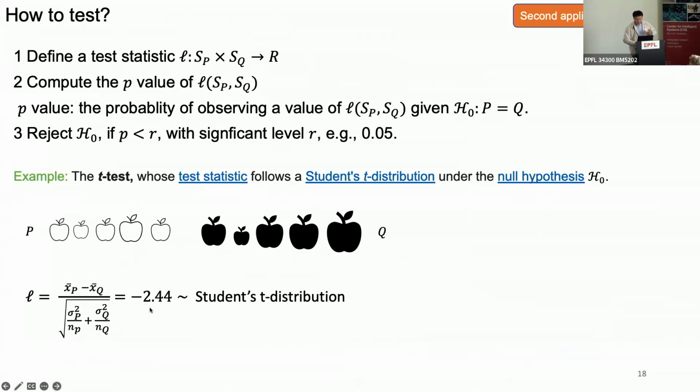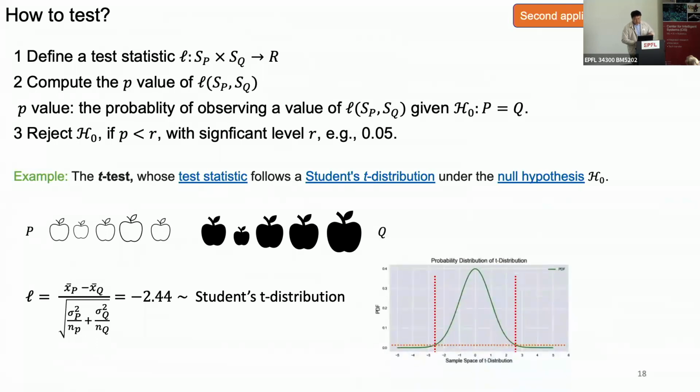Suppose we get the value of minus 2.44. We want to know if this value is large enough to tell whether those two batches of apples are different or not. Then we're going to calculate the p-value of this test statistic. Then we look at the probability density function of the t-test.